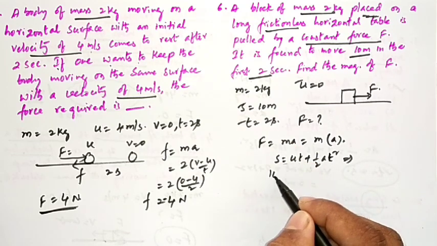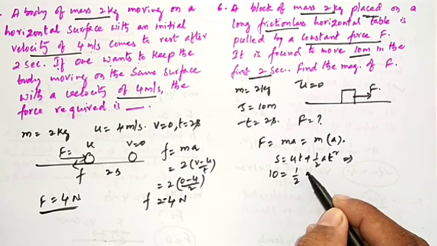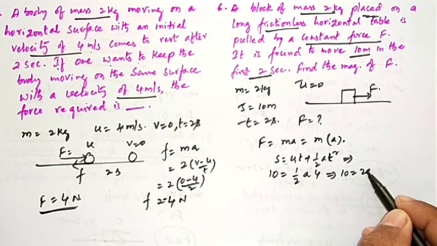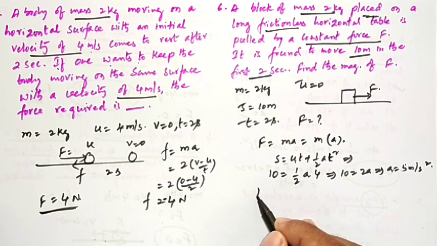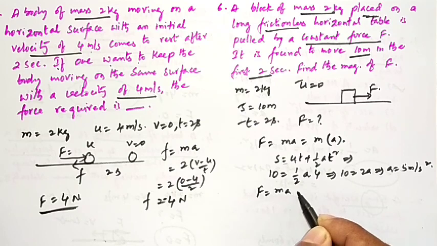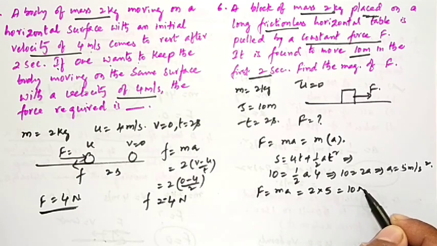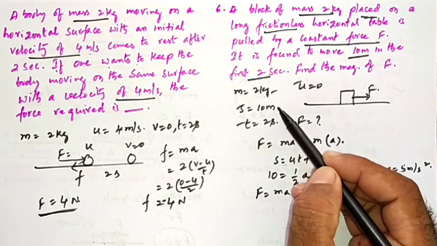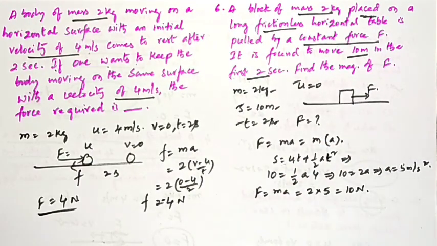Now 10 is equal to, as u is 0, this is 0, half into a into t square, which is 4. So 10 is equal to 2a. From that, a is equal to 5 meters per second square. Now F is equal to ma. m is 2, into a, 5, that is equal to 10 Newton, the magnitude of the force. Clear? As all the given data are in the same system, we did not convert anything. Directly we can substitute. Very good.